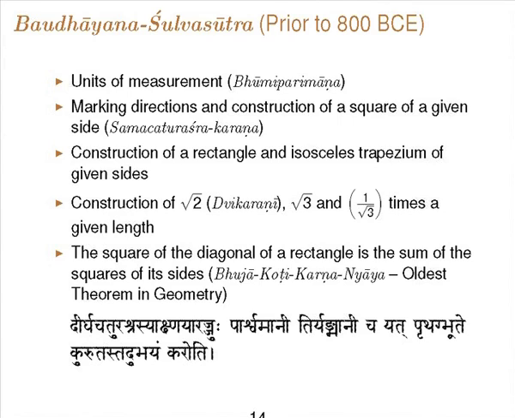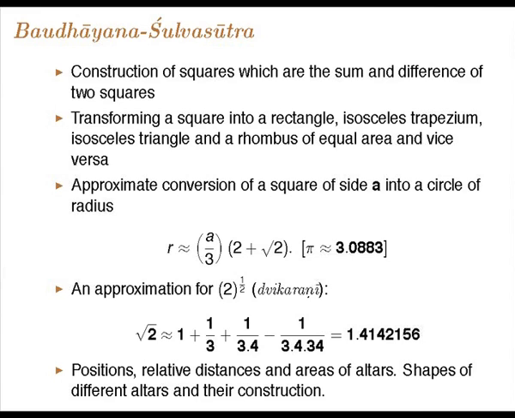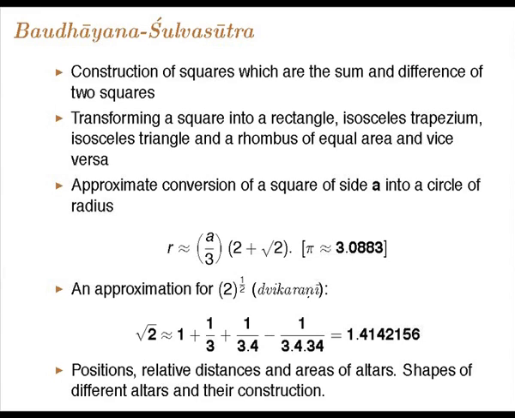Dirgha chaturashrasya akshnaya rajjuhu parshvamani tiryangmani cha yat prithak bhute kurutaha tat ubhayam karoti. There are even more complicated rules of adding squares. Then there is a rule for approximate conversion of a square into a circle, which leads to a value of pi around 3.08. Then there is a very interesting formula for the square root of 2. It is called the Dvikarani, and it is accurate up to several decimal places, as you can see.